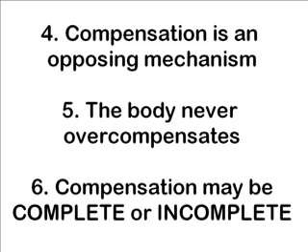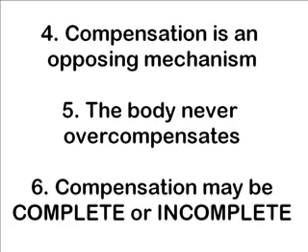And what I mean by this is that the compensatory mechanism will never push the pH of the blood past the normal range. So if your primary process is an acidosis, the compensatory process will never push the blood into an alkalemic state. And rule number 6, compensation may be complete or incomplete. What I mean by this is that if you have complete compensation, you have a pH within the normal ranges. Incomplete compensation means the pH is still outside of the normal range.